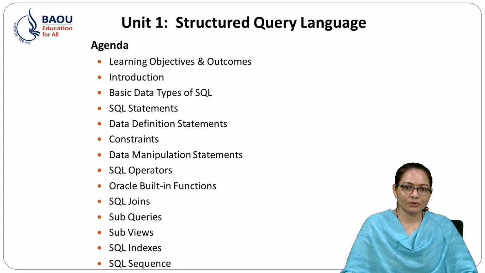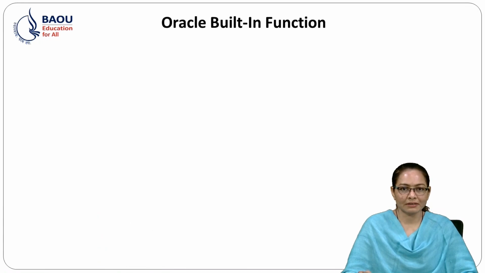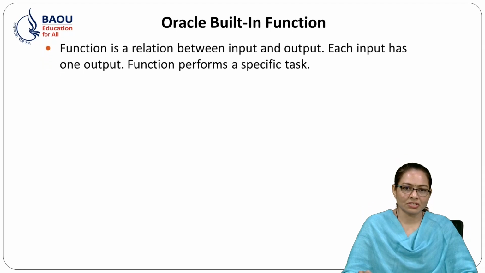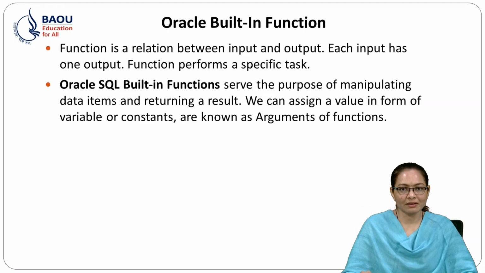Now, today we are going to start with the SQL built-in functions. A function is a relation between the input and output. Each input has one output. A function performs a specific task. The Oracle built-in functions serve the purpose of manipulating the data items and returning the result. We can assign values in the form of a variable or a constant, known as the arguments of the function.